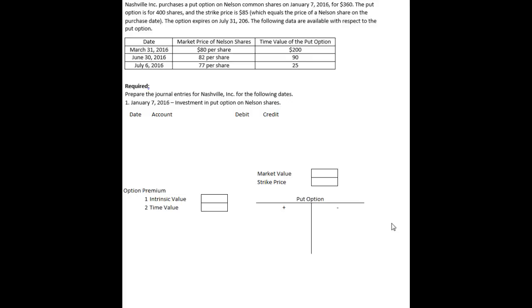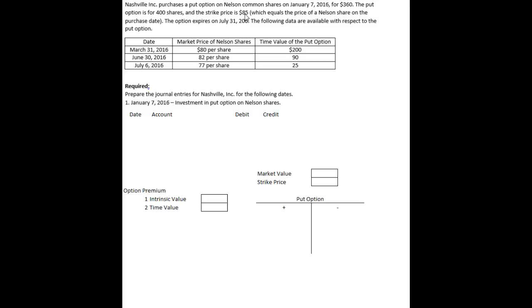Okay, so we have an options contract here, and this options contract happens to be a put option, so it's important to know the difference between a put option and a call option. The put option gives the holder of the option the right to sell the underlying asset, or the stock in this case, at a predetermined price, which would be $85. They can sell it for $85 at any given time throughout the length of the contract.